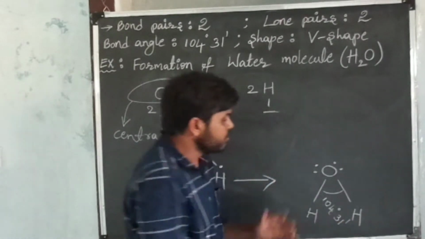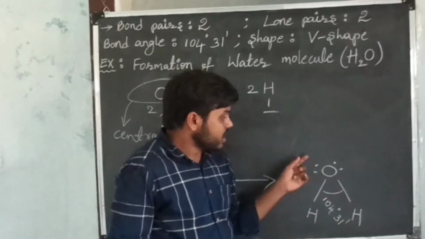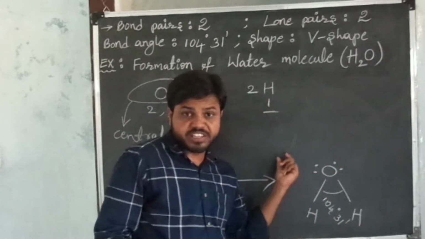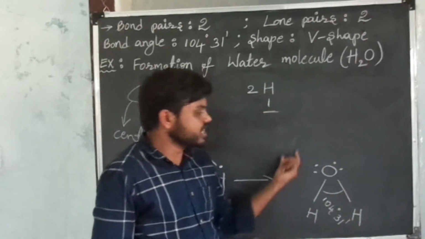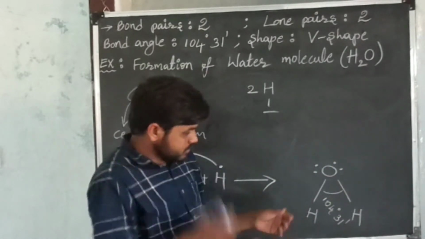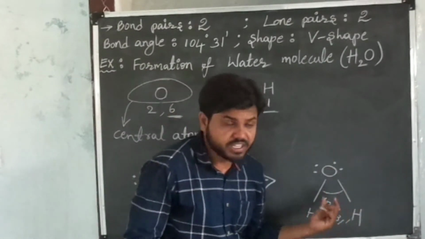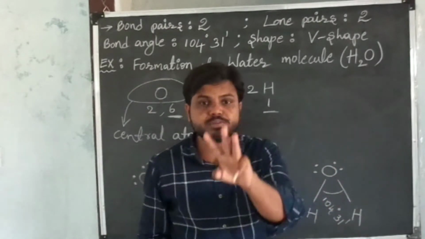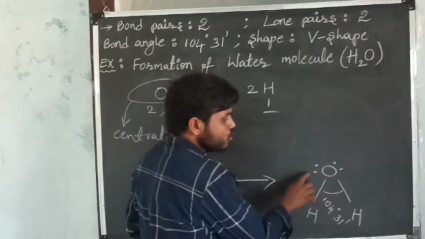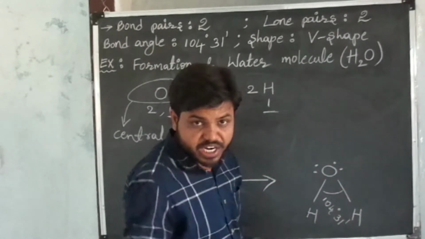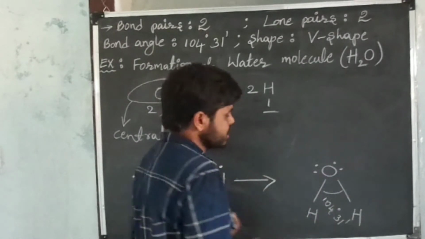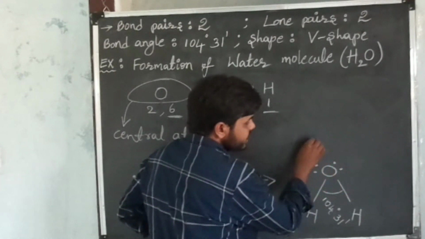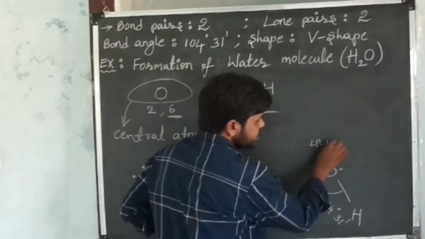Now, by looking at the structure, we can say 3 types of repulsions are present in the water molecule. One is lone pair repulsion, another is lone pair bond pair repulsion, and the third is bond pair repulsion. See here, there are these 2 lone pairs. Between these 2 lone pairs, there is lone pair repulsion.